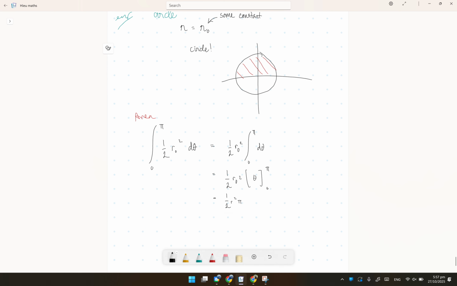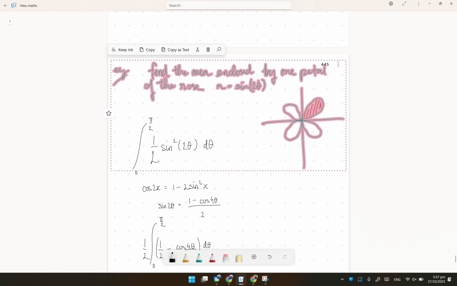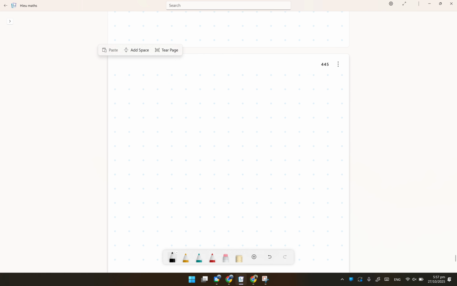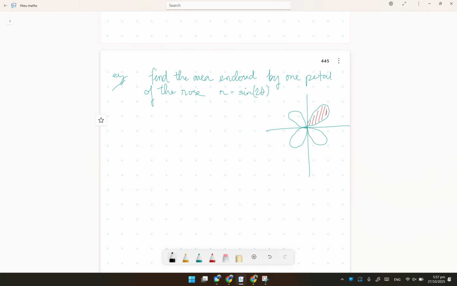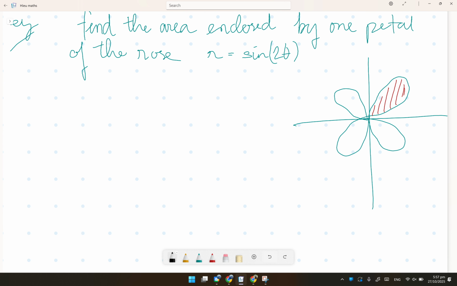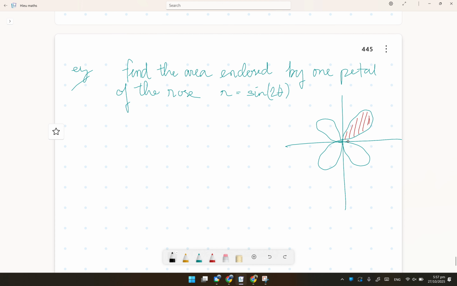Okay, so let's do another example where we have this. So this is the graph that we have, and we need to find the area enclosed by one petal of the rose. So this is r equals sine 2 theta, and we want to find the area of one petal. How do we do that? Well, let's find the limits of one petal first. We're going from 0, and one petal ends about here, so we want to go all this angle. This is going to be pi over 2, and we can check this, right?